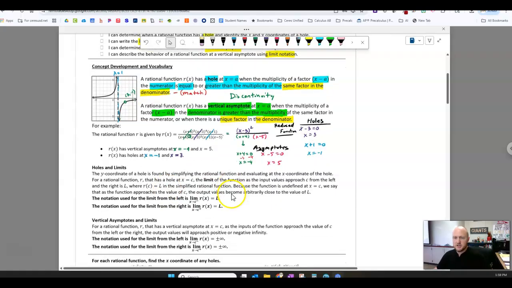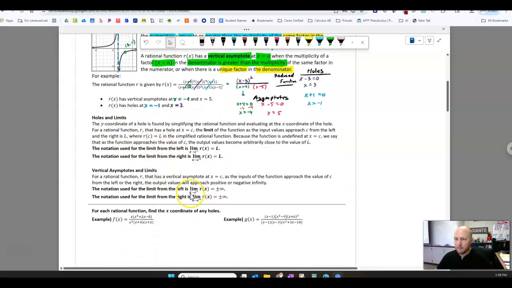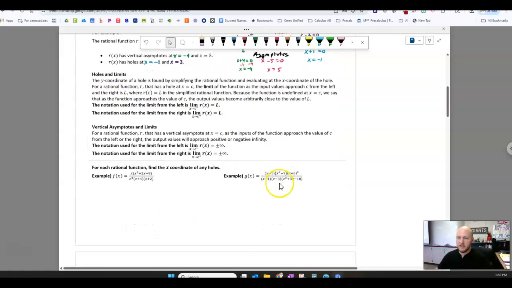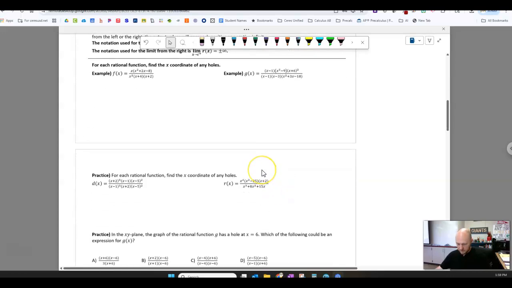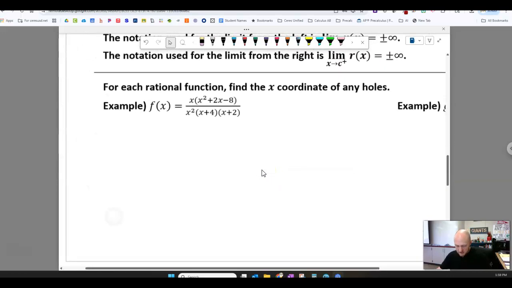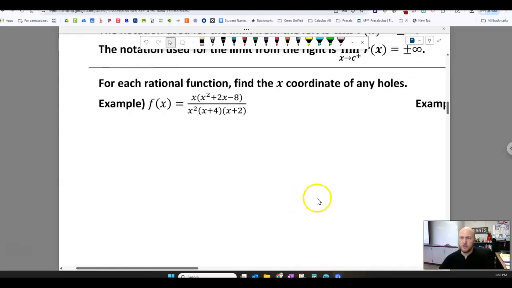The next section here is on limits. I'm going to bypass that here. We want to look at some examples and put this into practice. Example 1 says, for each rational function, find the x coordinate of any holes. Step 1 is to reduce the function f of x.